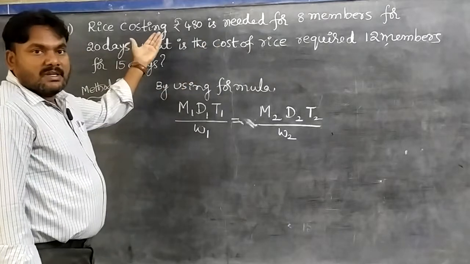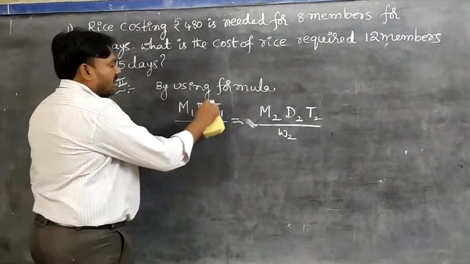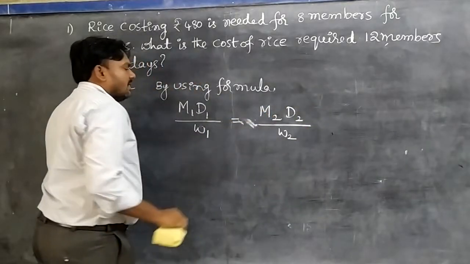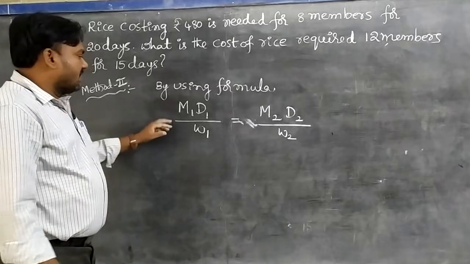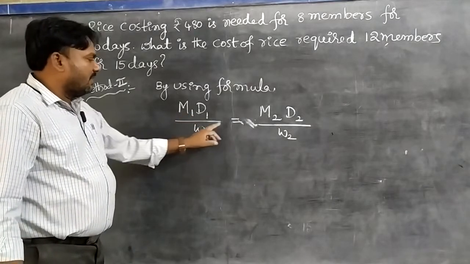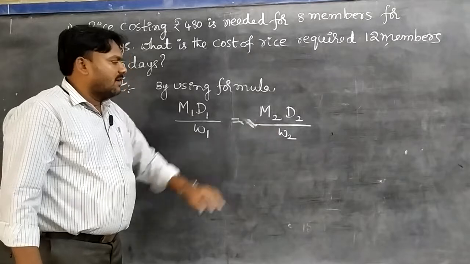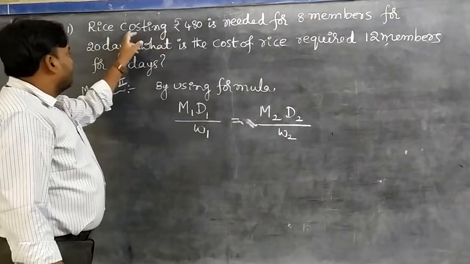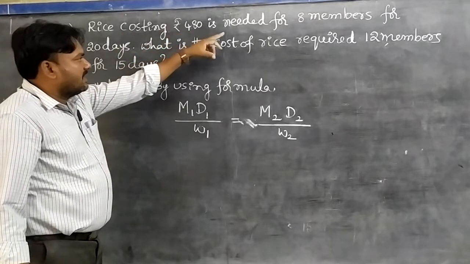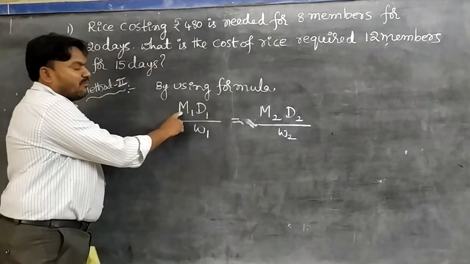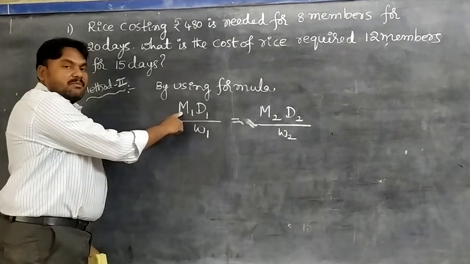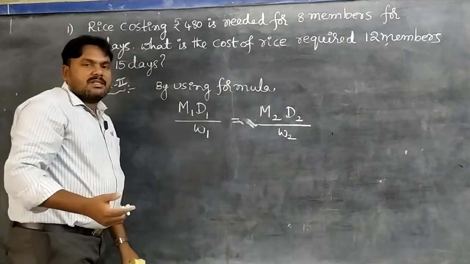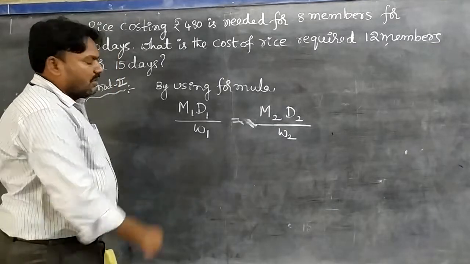There is no time. There is no time. So that's why T1 and also T2 are erased. Just we have taken this formula. So what is that formula? M1 D1 by W1 equal to M2 D2 by W2. First observe, students, 480 rupees. Rice costing 480 rupees is needed for 8 members. M for men or members, D for days, W for work, money, workers, whatever it may be, you can take W1, students.